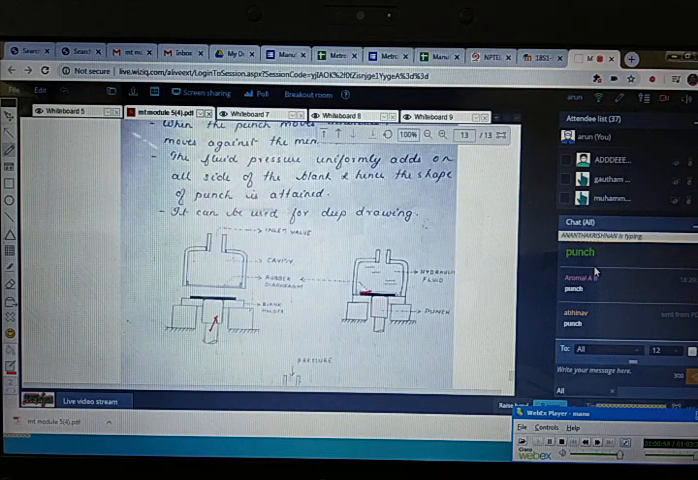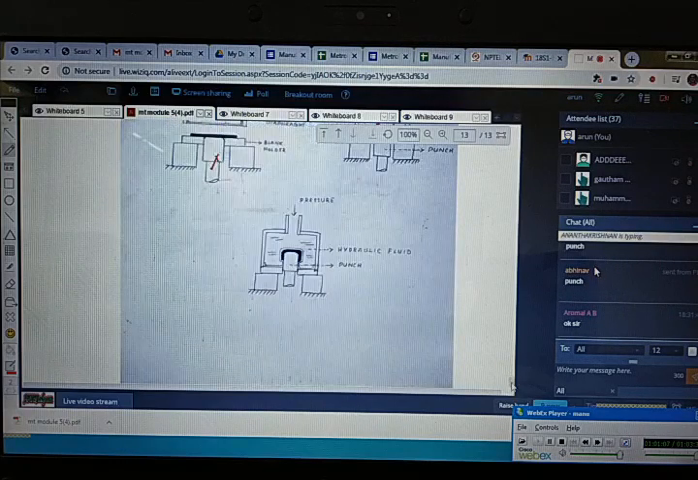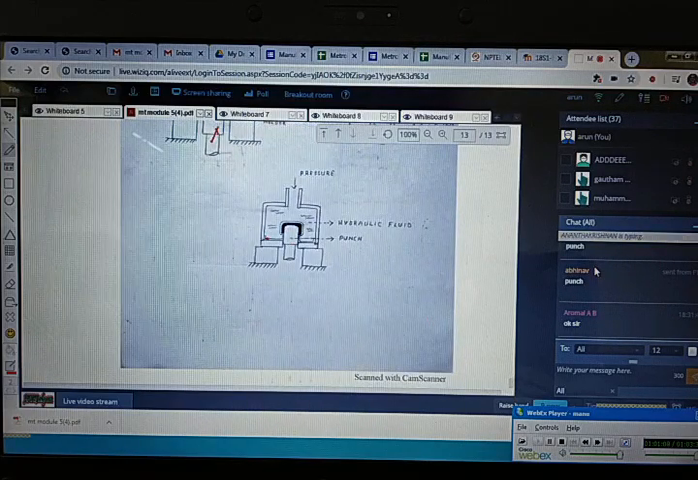Now it touches the surface of the workpiece, and it moves. When it moves upward, it will acquire the shape of the punch that you have seen in the figure at the bottom side. You can see here, this is a finished product.